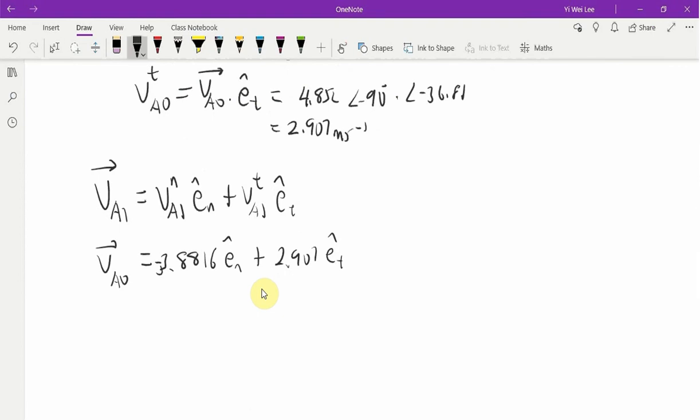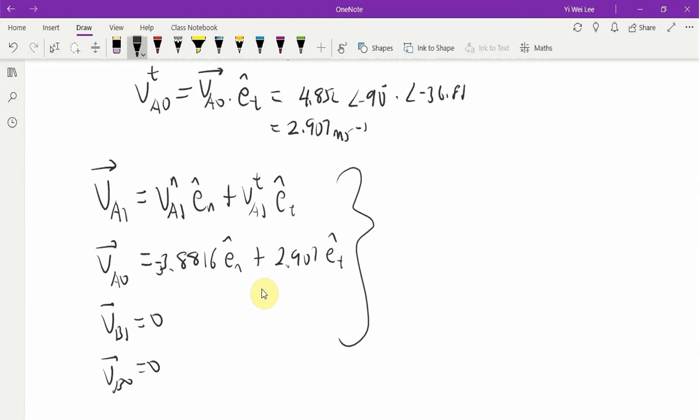Now, currently we have these two equations, and we also have the equations where VB1 is equal to 0 and VB0 is equal to 0. Now let's see if we can apply the coefficient of restitution equation down here.